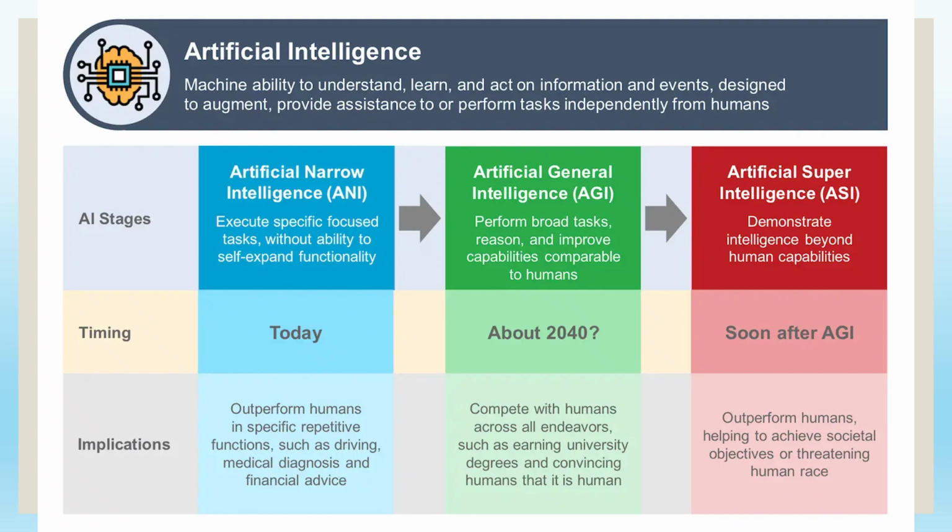And after that is artificial superintelligence, ASI. Its timeline is soon after AGI, but some predictions say that this stage will be available in 2045. This stage demonstrates intelligence beyond human capabilities. So this is a stage we need to watch out for. We need to be able to control the objectives of this stage so it doesn't expose humans to any kind of threat.